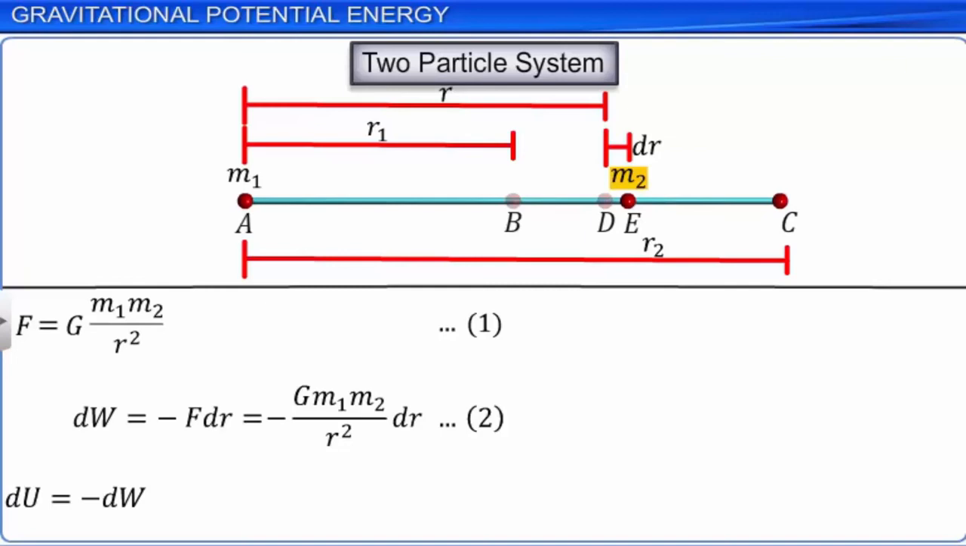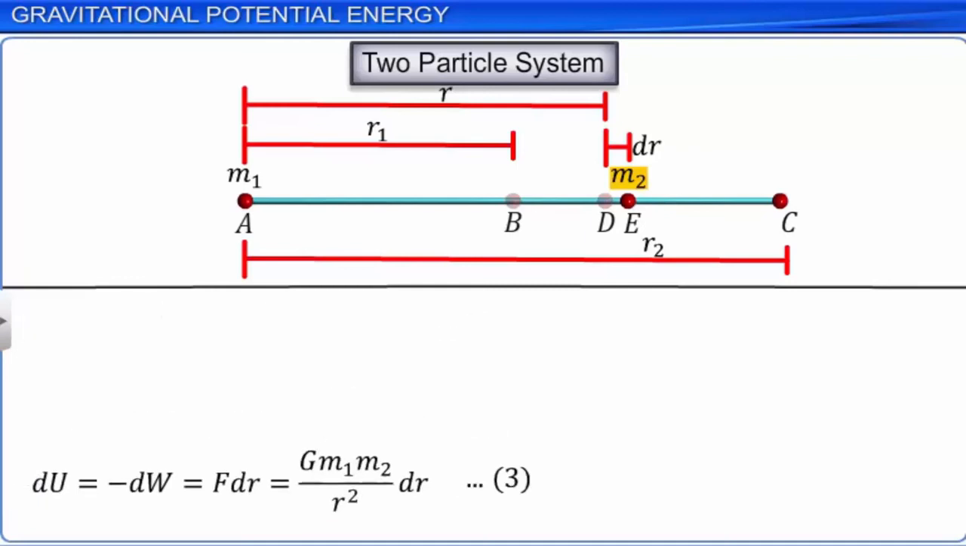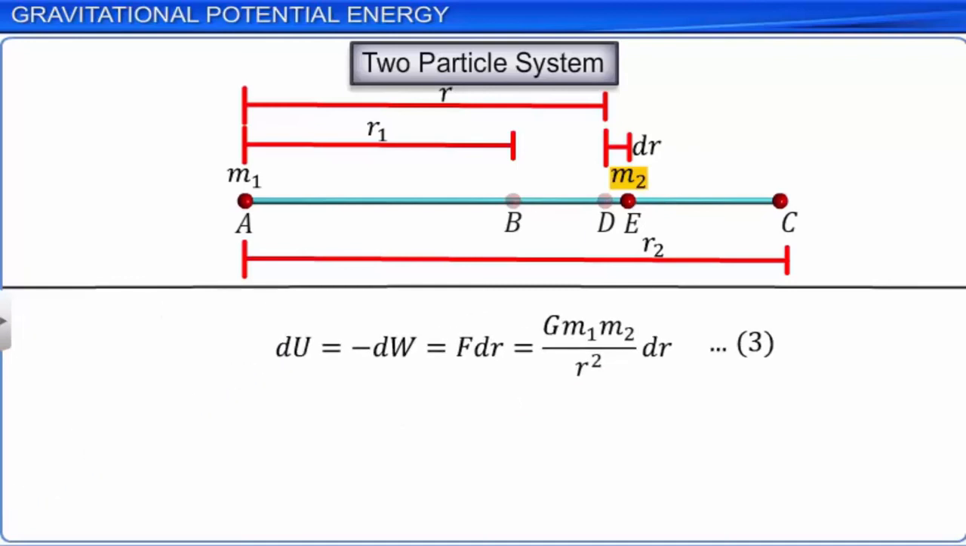The change in gravitational potential energy of the two-particle system as the second particle moves from B to C, a function of the distance r, is denoted by U(r2) minus U(r1) is equal to the integral of dU within the limits r1 to r2. This is equal to the integral of G m1 m2 by r square dr within the limits r1 to r2. Let this be equation 4.